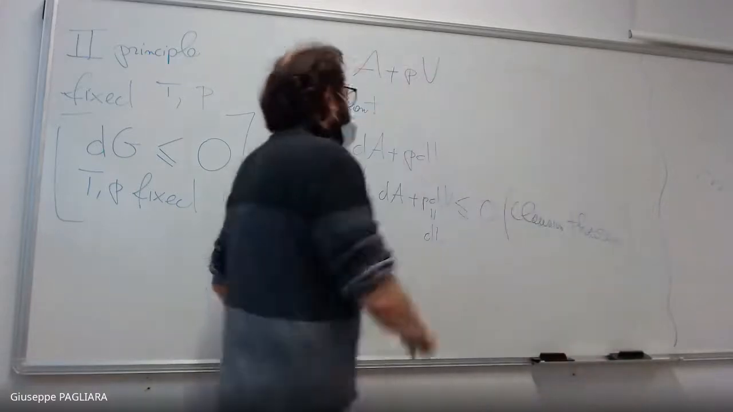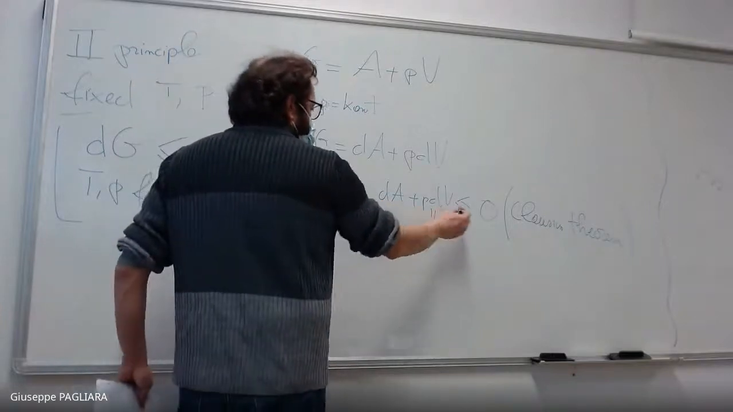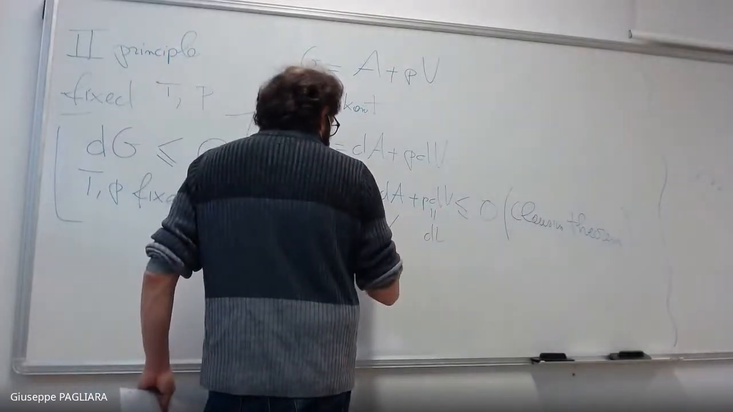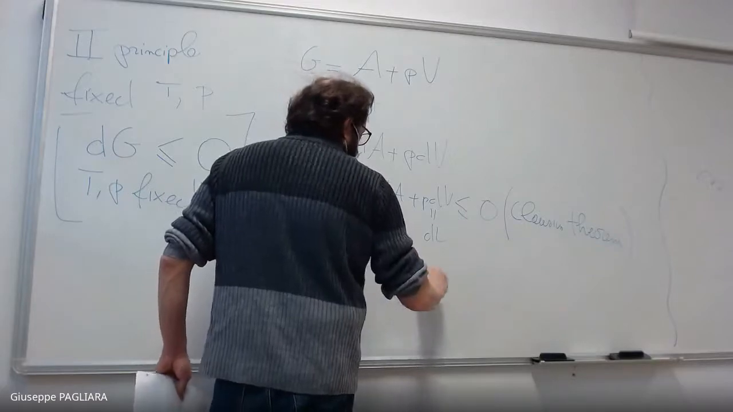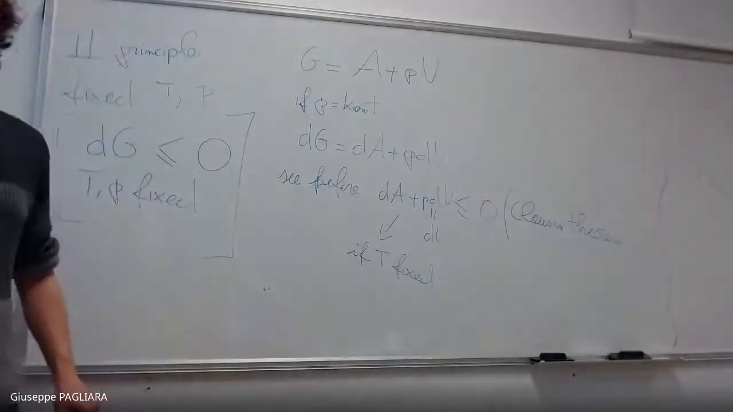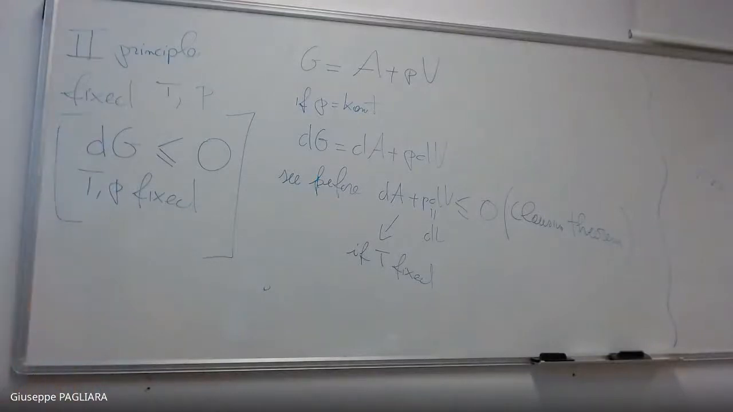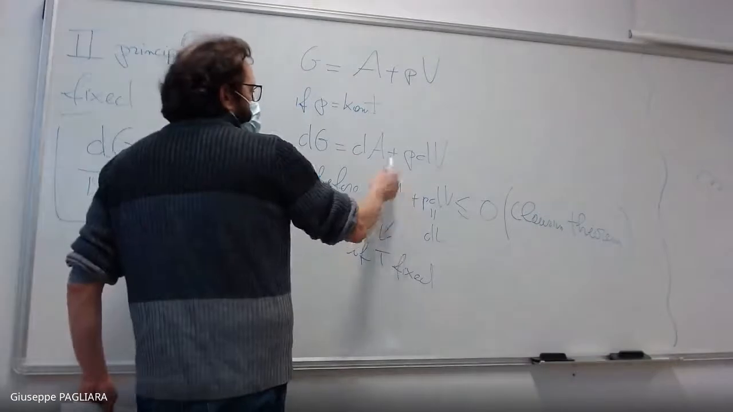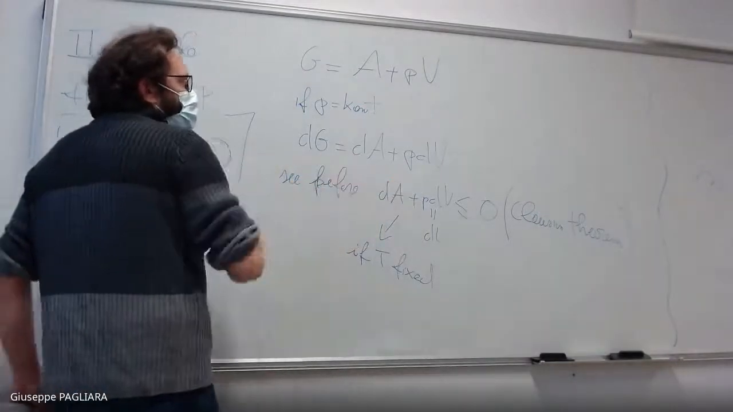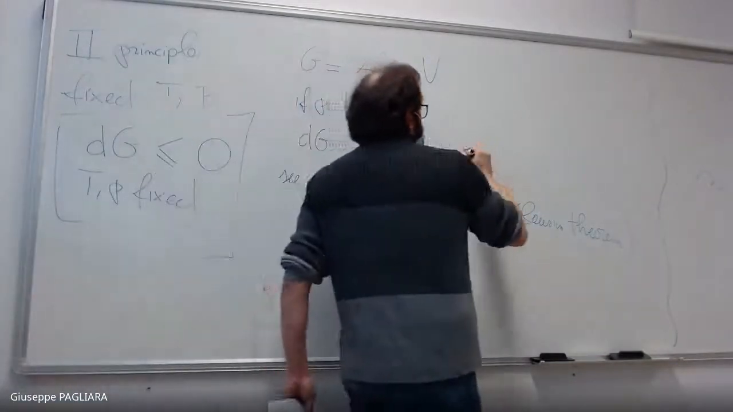And this result is correct if T is fixed. We derived this when T was fixed, so T was constant. Okay, so that's basically it, in the sense that dA plus PdV is less than 0, therefore dG must be less than 0. Okay.